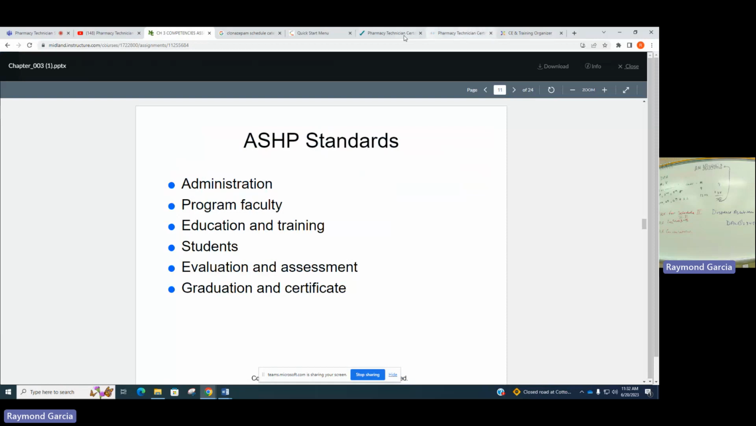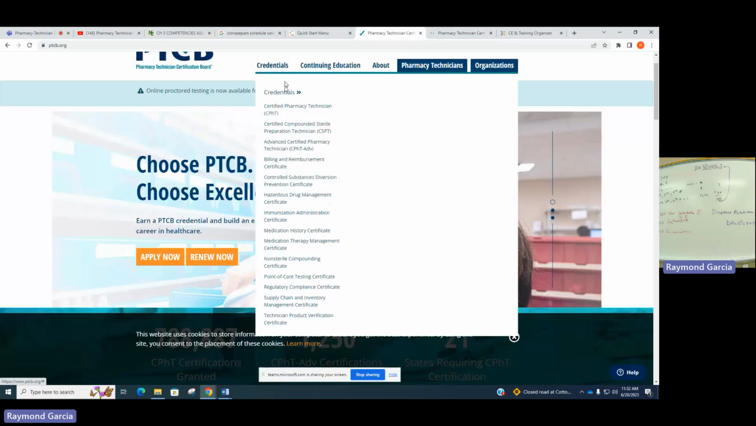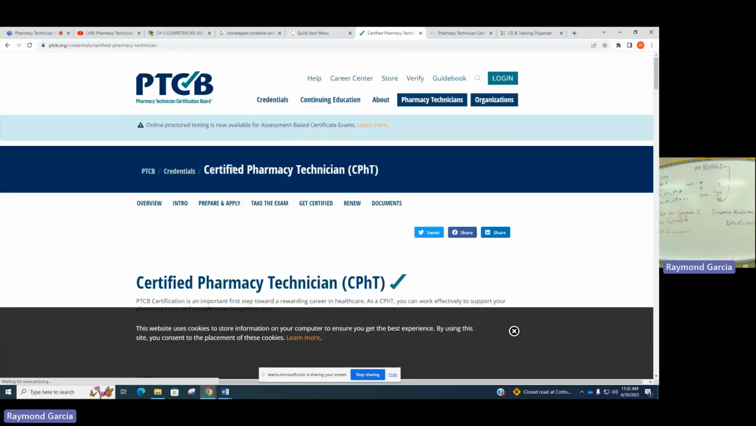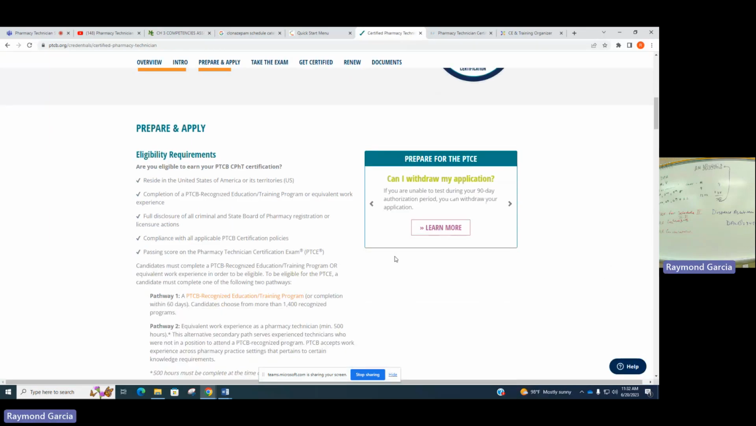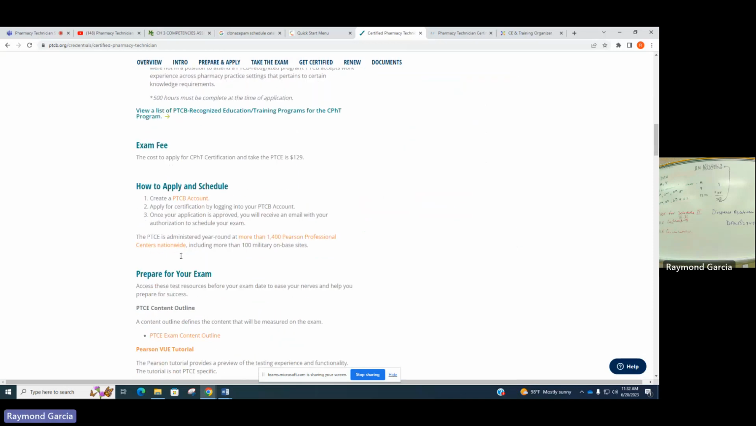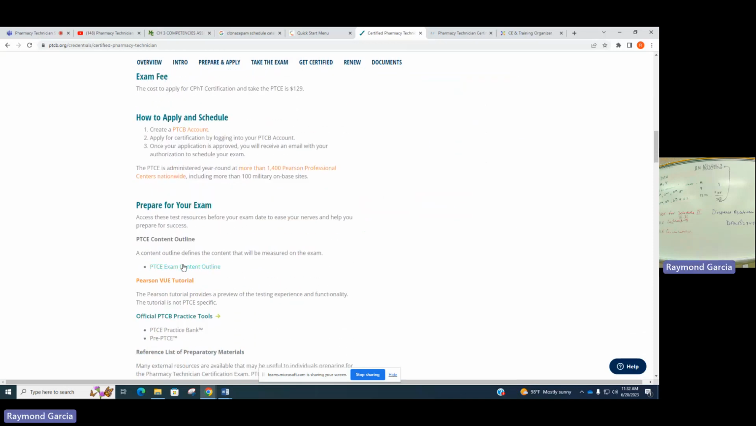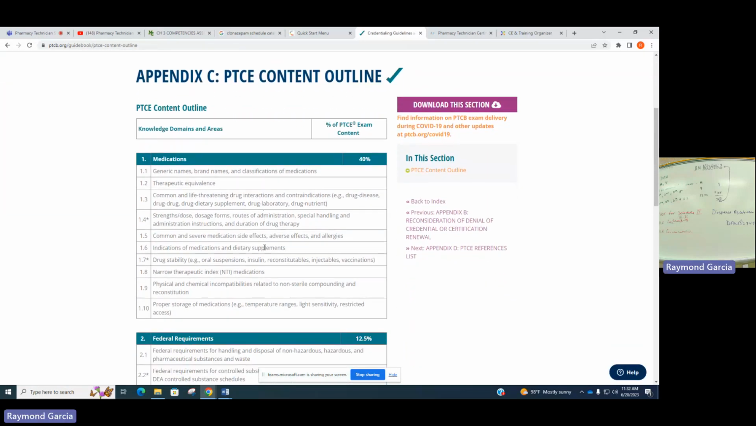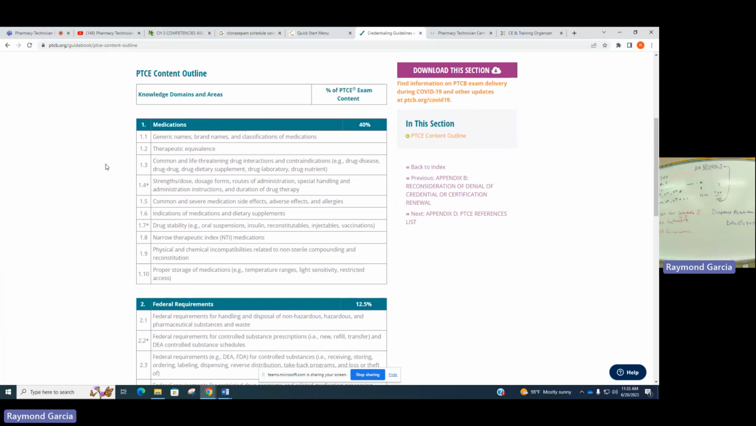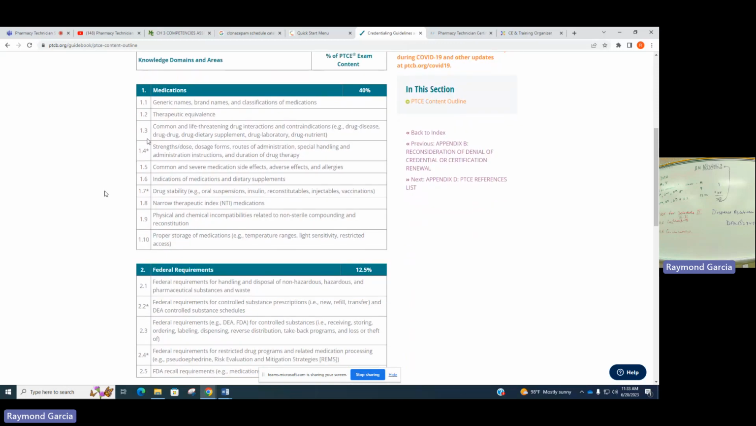So even on the PTCB site, if we click on credentials and we're doing certified pharmacy tech, right here, outline, it gives you the percentage as to what is covered. So 40% is on medications. That's almost half of the examination. So that's why I really stress knowing your generic names, brand names, the drug class of medications, and what it's used for. So 40% is on that exam.